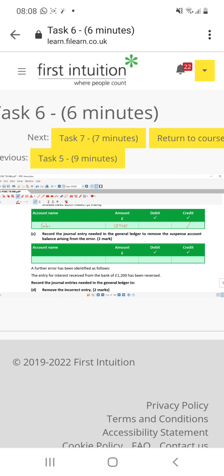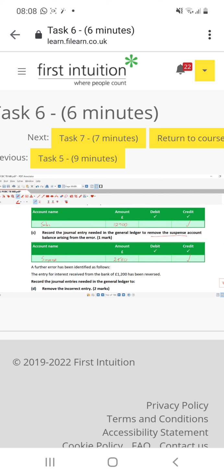And lastly, to remove the suspense account, we will of course go to the suspense account, and this is for the difference between the 15,480 and the 12,900, which is 2,580. Okay, and to remove that suspense account here, we will have to credit it, to get that suspense account back to zero. So good. Now, we are also told a further error has been identified.